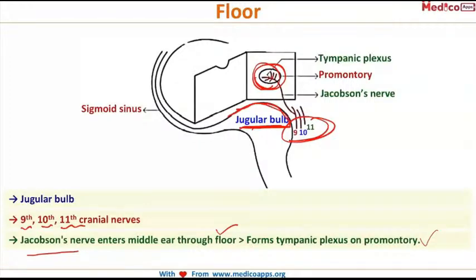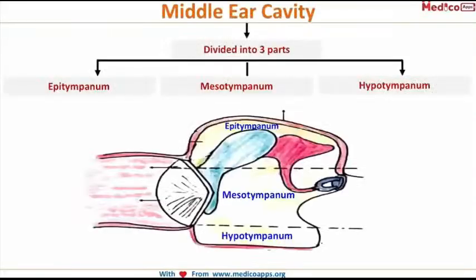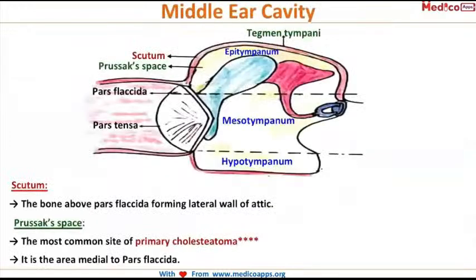Now let's proceed to the cavity of the middle ear. It is divided into three parts: the epitympanum number 1, the mesotympanum number 2 and hypotympanum number 3. Epitympanum, mesotympanum and hypotympanum are the three parts of the middle ear cavity. So another important structure is scutum. What is scutum? Scutum is present above the pars flaccida of the tympanic membrane. It forms the lateral wall of the attic. You can see here it's forming the lateral wall of the attic.